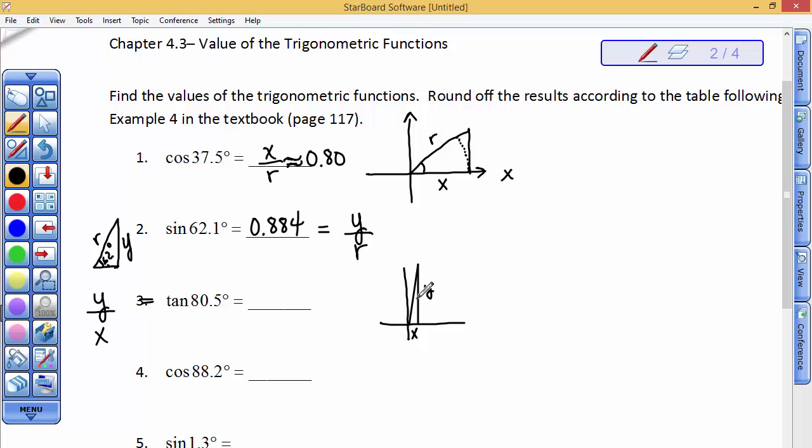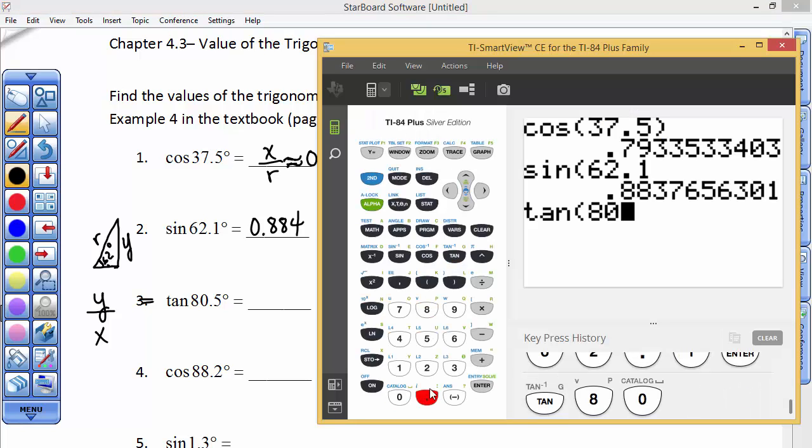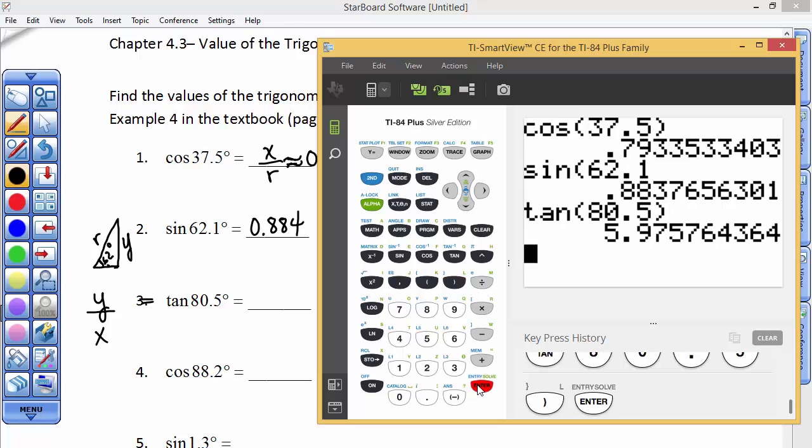Or maybe as big as x, or maybe even 5 times as big as x. So I'm guessing 4 or 5. It's probably even going to be 6 times as big, this side over this side, because it's y over x. So we check it out and we find out that the tangent of 80.5 degrees is indeed almost 6 times as big. So 5.976 is how I would write that.